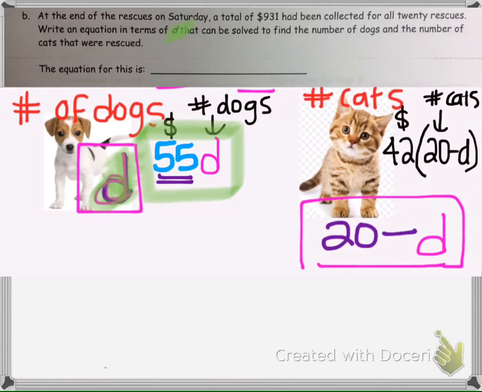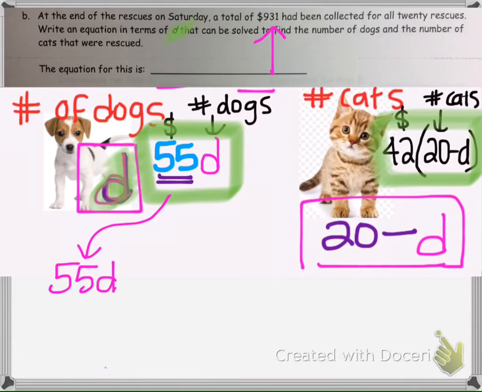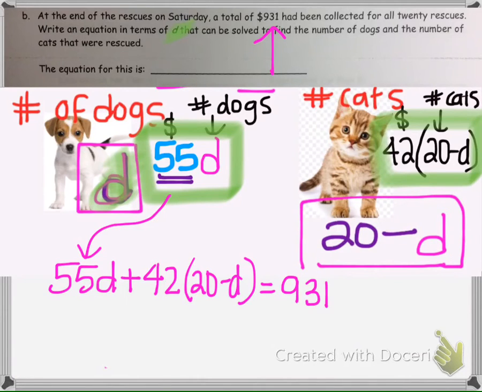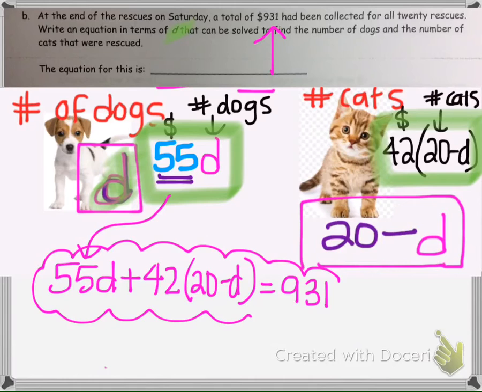Okay, so this right here represents the total cost for the dogs, and this represents the total cost for the cats. Well, in the problem here, they tell us that $931 has been collected all together. So we have the dogs plus the cats, and the total for the dogs and the total for the cats, it says, should be $931. So now we have an equation that we can solve.